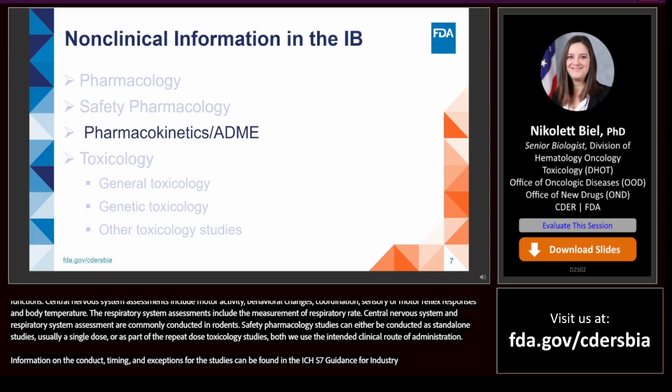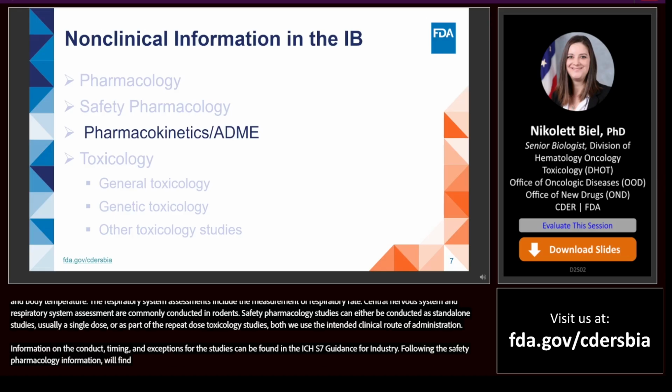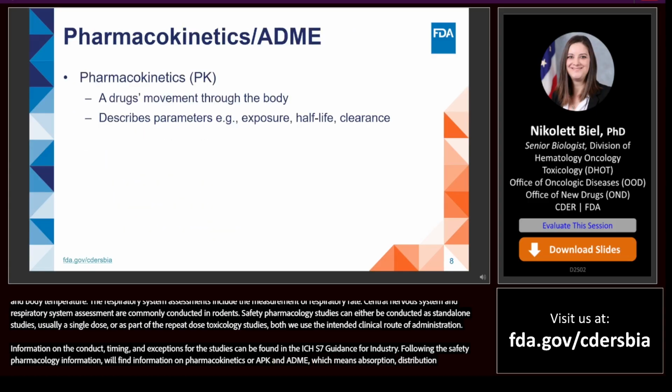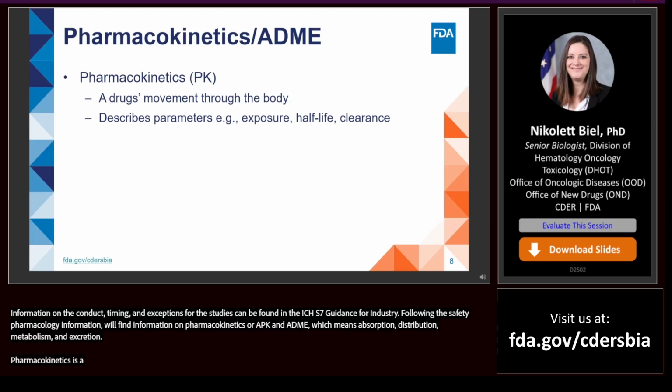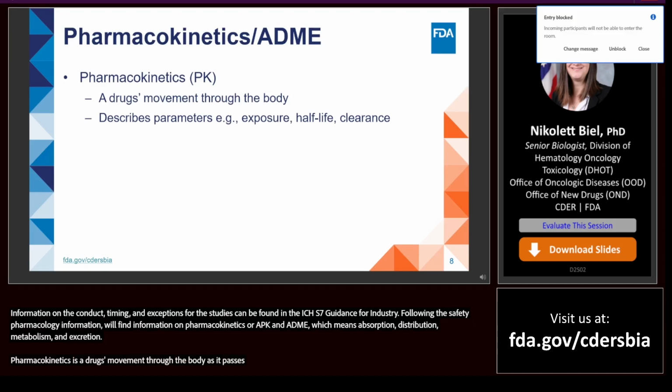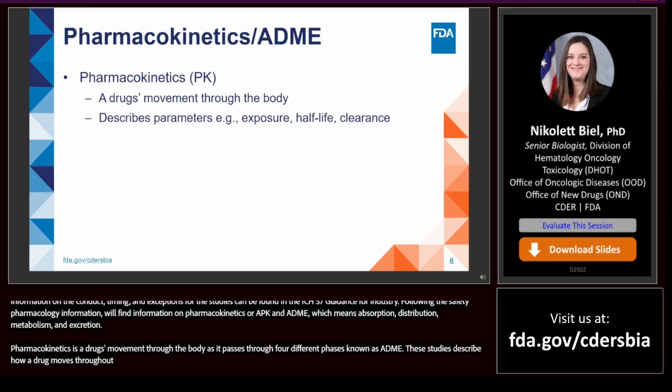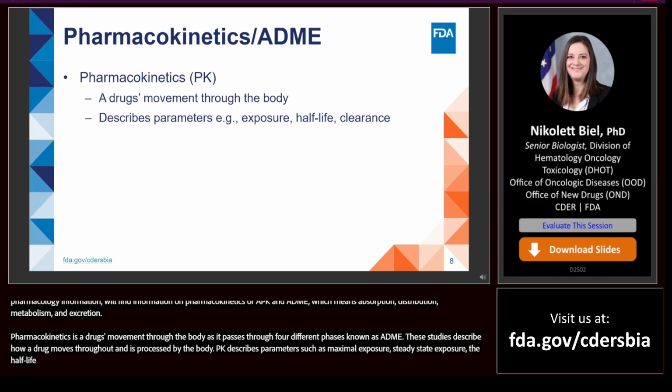Following the safety pharmacology information, you will find information on pharmacokinetics or PK and ADME, which means absorption, distribution, metabolism, and excretion. Pharmacokinetics is the drug's movement through the body as it passes through 4 different phases known as ADME. These studies describe how a drug moves throughout and is processed by the body. PK describes parameters such as maximal exposure, steady state exposure, the half-life of the drug, and clearance of the drug. These factors depend on ADME.